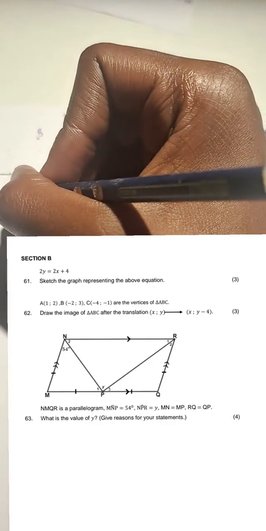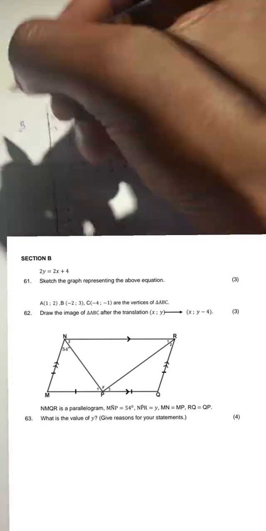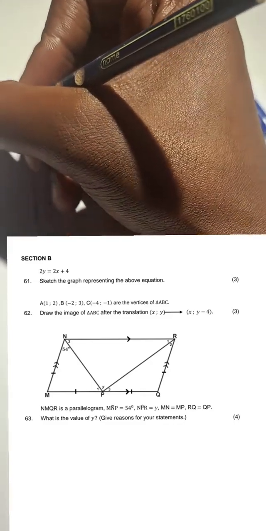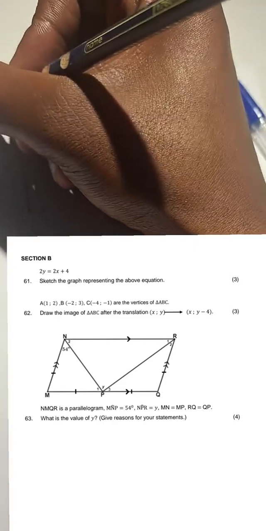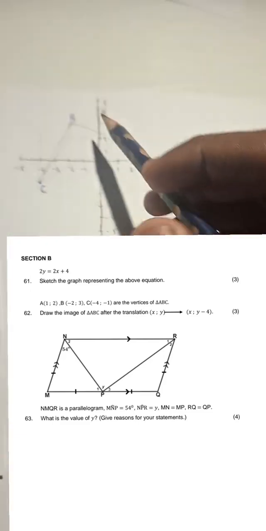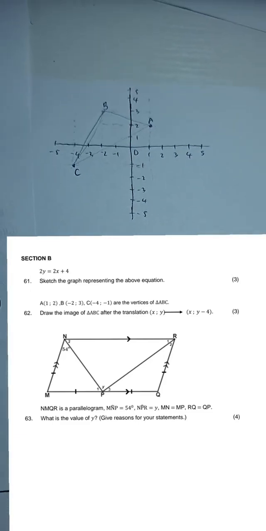So if I was to draw ABC, the triangle, there it is, and there it is. Triangle ABC. Hope we see that.